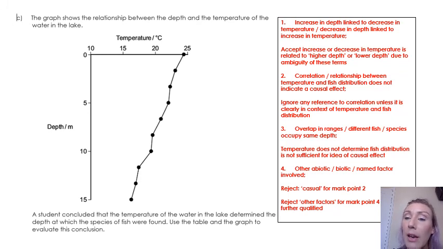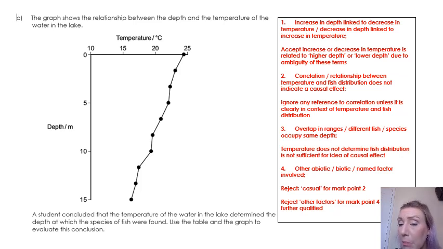Okay, so you've got here 1 mark point for looking at your graph here. So increase in depth is linked to the temperature. So you can say there's a correlation relationship between that. Okay, but a correlation between the temperature and the fish distribution doesn't indicate a causal effect. Okay, so it looks like that could be true, but it doesn't mean it's going to be a causal effect. And in fact, when you look at the data, there's a range of the different fish species occupy the same depth. Yeah, so the ranges overlap.